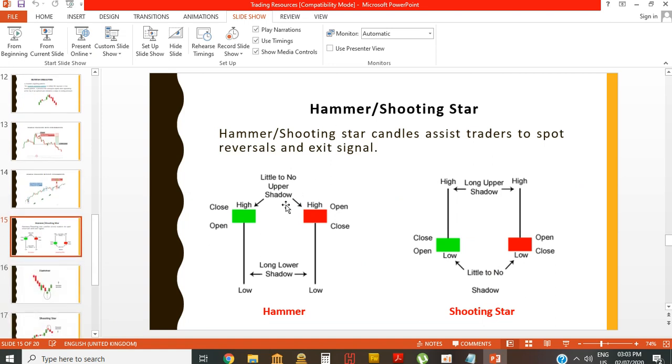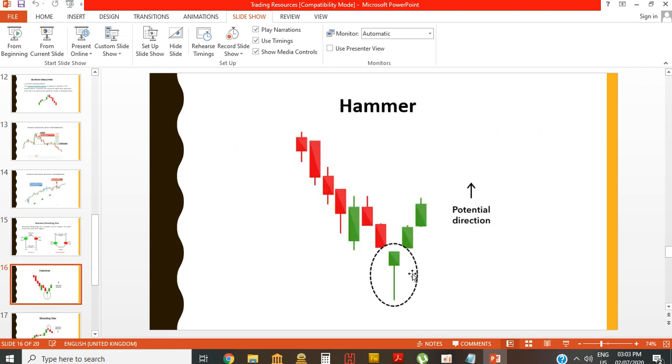And then the hammer. Think of a hammer or shooting star candles. This is a hammer. All right, this is a shooting star. A shooting star is like an inverted hammer. So how does it work? When you see a hammer appear on a downtrend, the potential direction is upward. It means the market is reversing to go up.